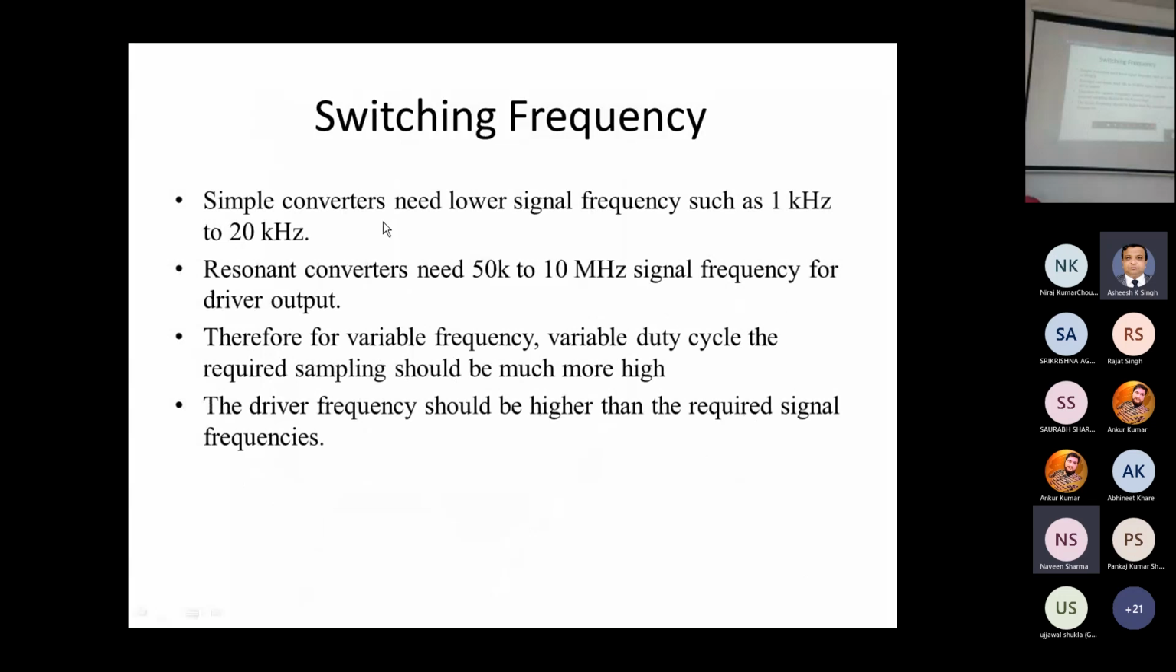So switching frequency: simple converters need lower signal frequencies such as 1 kilohertz to 20 kilohertz, such as inverters and choppers. Resonant converters generally need 50 kilohertz to 10 megahertz signal frequency for output. So for matching these high frequency signals, we need higher frequency drivers and higher frequency controllers to get the appropriate control. The sampling frequency should be very high, and driver frequency should be very high.